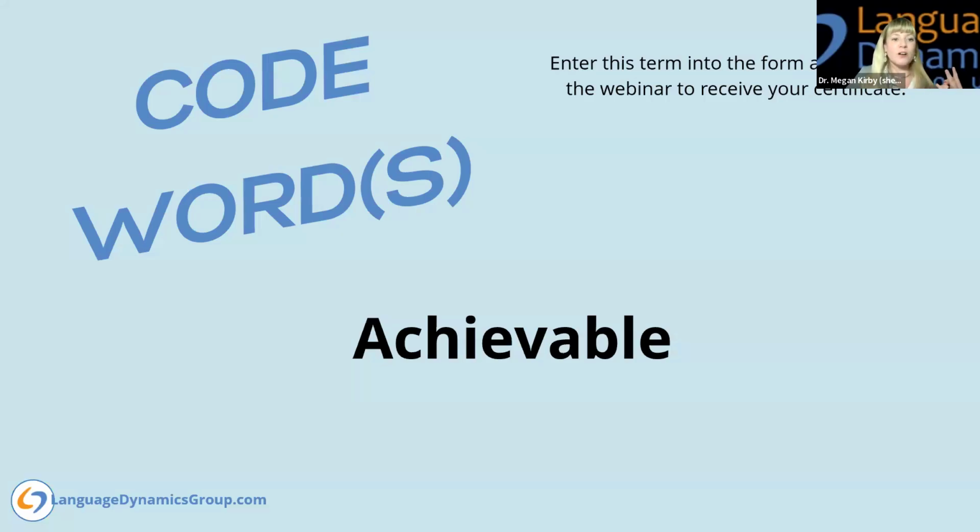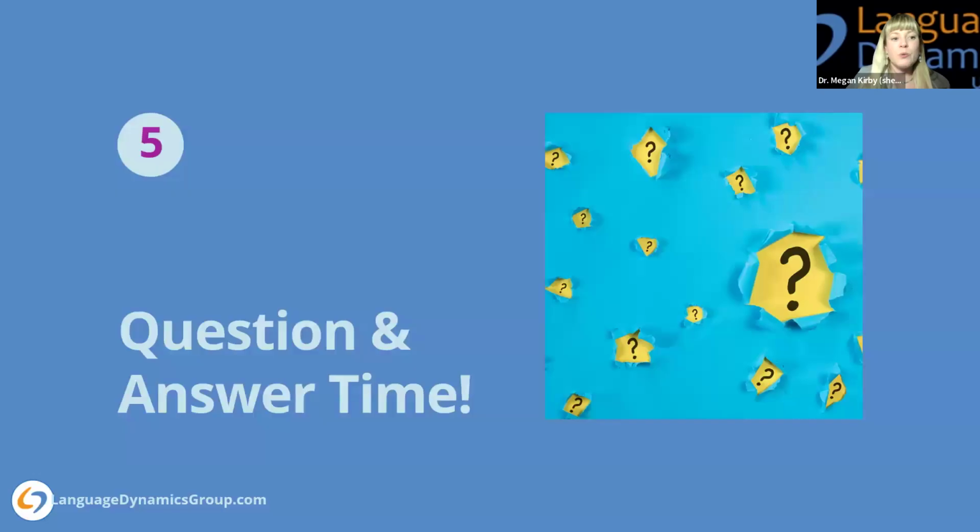All right, second code word: achievable. So make sure you write this one down so that you can get your certificate. Okay. Achievable. And that brings us to questions and answers.